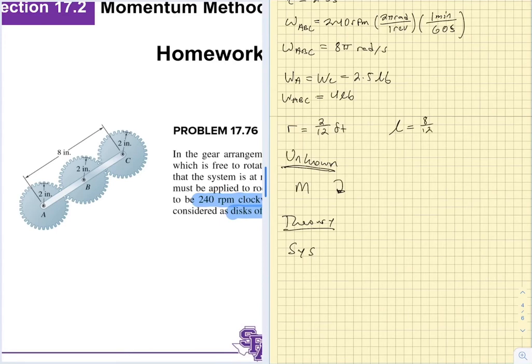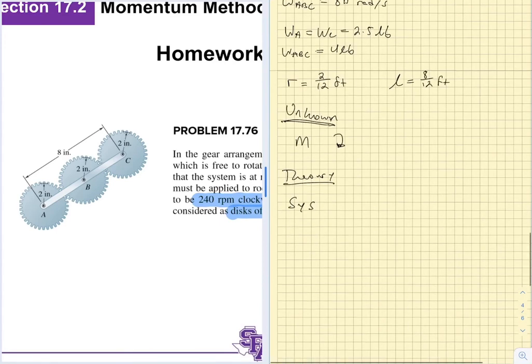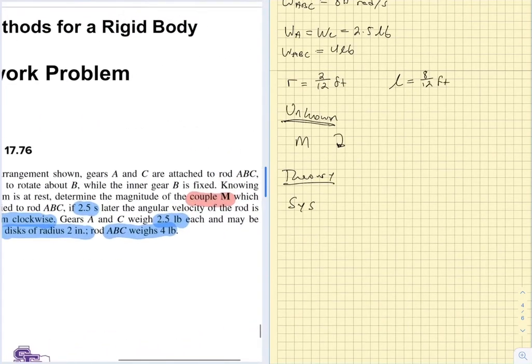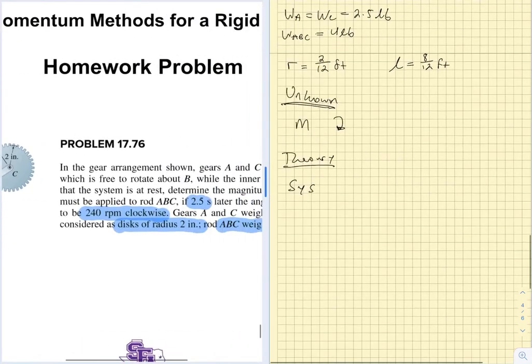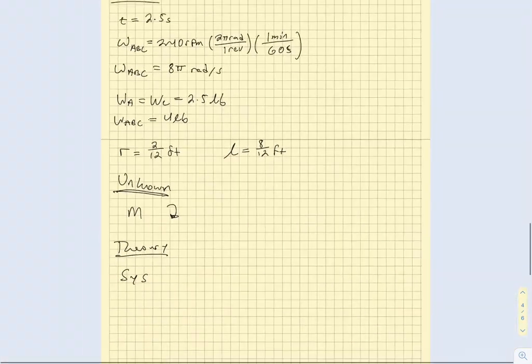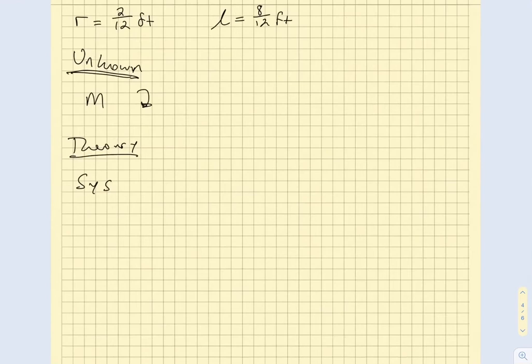The theory here, simply stated, is our system momenta. I'm going to leave this because we have one other drawing that we have to consider here. We have the 8 inches, the total length of the rod is 8 inches. So we say the length here is equal to 8 over 12 feet. But other than that, I think we're okay for right now. I can probably put this to the side here.